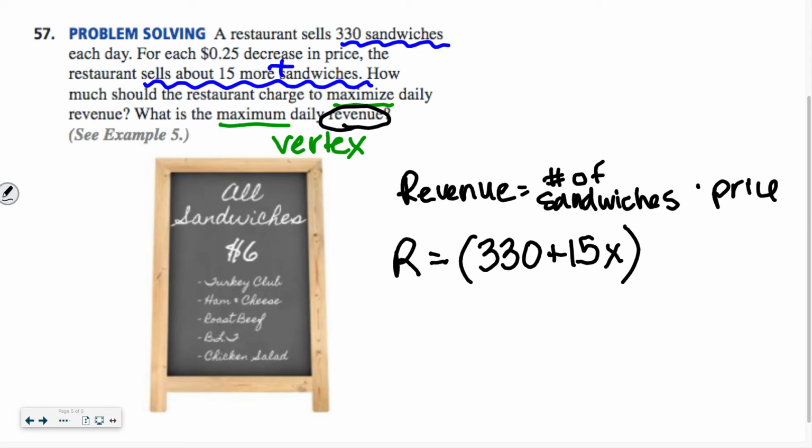Okay, how would you calculate your price? So what do you know about prices in this problem? The sandwiches are $6. They snuck that in there on the sandwich board, huh? Okay, and then what else do you know about price? Going down by 0.25. Okay, a 25-cent decrease, so we're subtracting it. So 6 minus 0.25X, because like Avery had said before, we don't know how many times we're going to decrease it because we're trying to figure out how we're going to maximize our revenue.